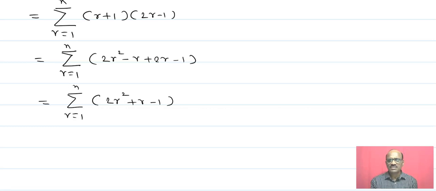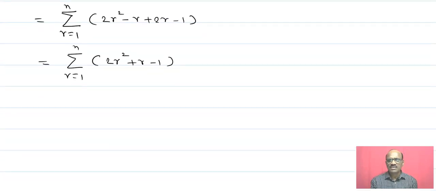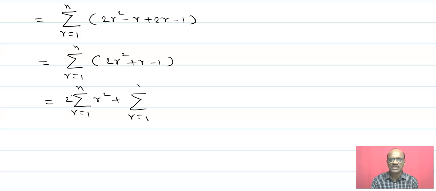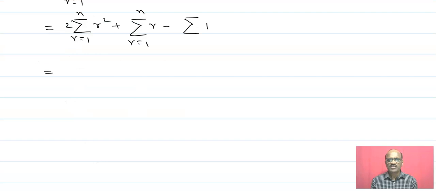Now this can be written as summation of r equals 1 to n, outside. That is the summation of the 2r square, where 2 is a constant. Therefore 2 into summation r equals 1 to n into r square plus summation of r equals 1 to n minus summation of the 1. Now 2 into summation of the r square.